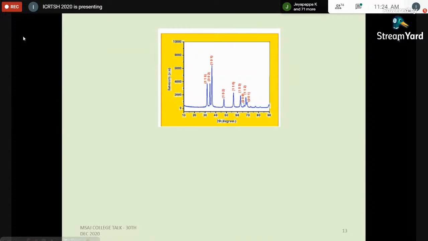So what we have confirmed is that we have grown a perfect nanoparticle like that. We can confirm it, and we can recheck it through this powder XRD. Next slide, please.